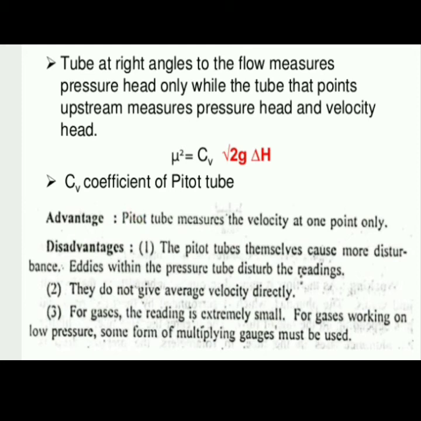And what are the advantages? This is used for the velocity at one point only. Then what are the disadvantages? The tube itself causes more disturbance, and the pressure tube within disturbs the readings. The next disadvantage is that they do not give average velocity directly. And the third one is that for gases the reading is extremely small. For gases working on low pressure, some form of multiplying gauge must be used. This is all about the pitot tube.